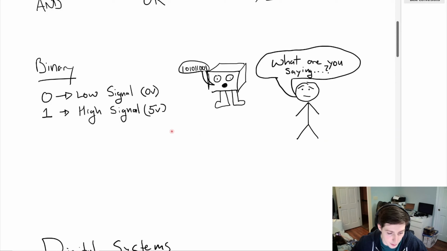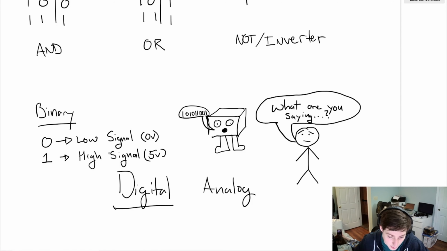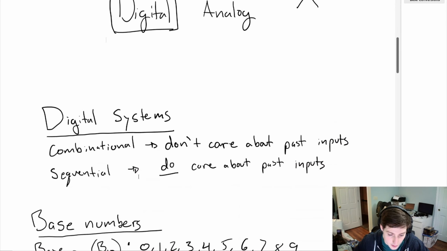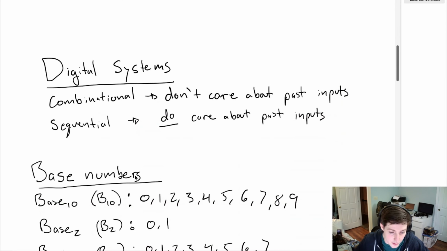Now in this course, we're going to be mainly concerned with the binary system, where we have a 0 representing a low signal, 0 volts, and a 1 representing a high signal, or 5 volts. So in this course, we're simply concerned with digital systems. These can be classified into two systems: combinational logic, where we don't care about the past inputs, and sequential logic, where we do care about the past inputs, and we'll get into that a little bit later.